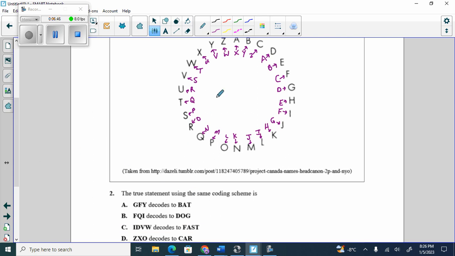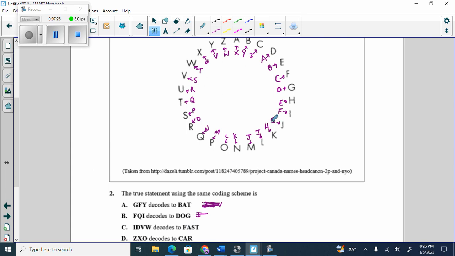So GFB decodes to BAT. G would be J. F would be I. Y would be V. So, or no, Y would be V. So that's not going to work. Let's go get J. F to D. Does F to D work? F to I. So that's going to be no good. I goes to IDV.